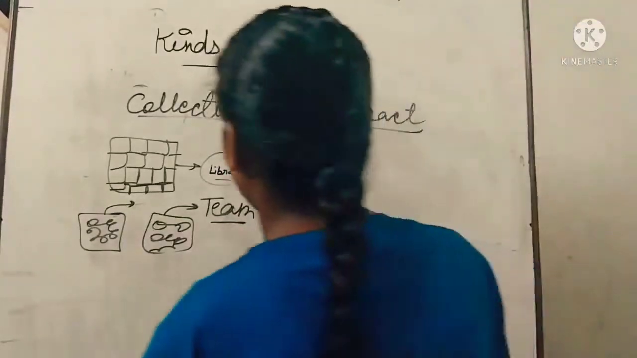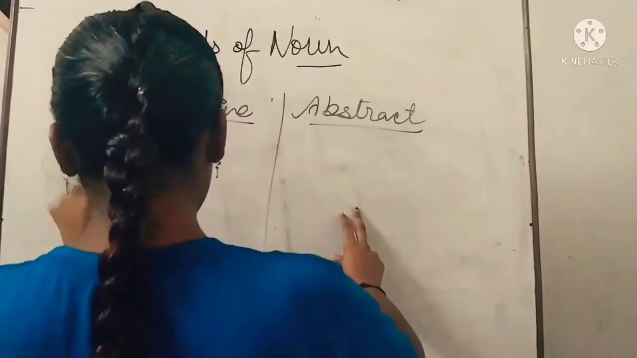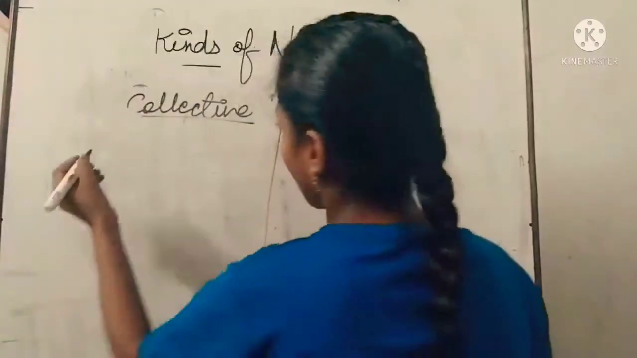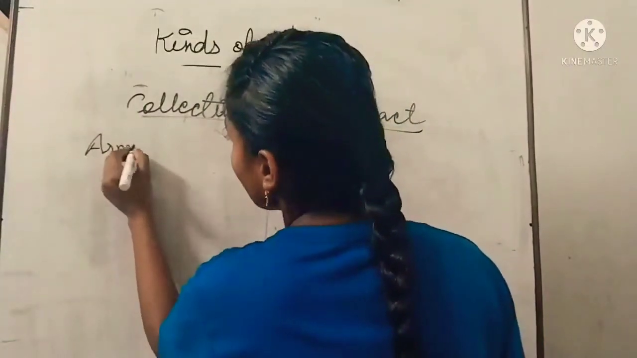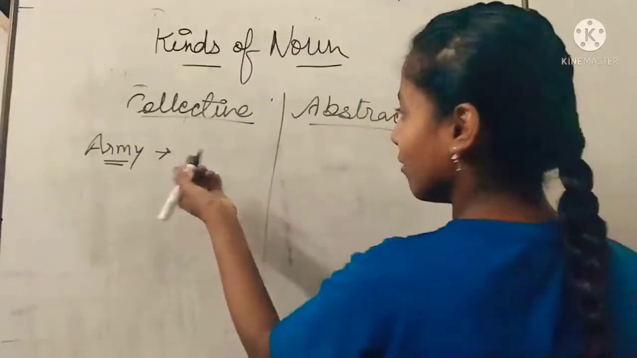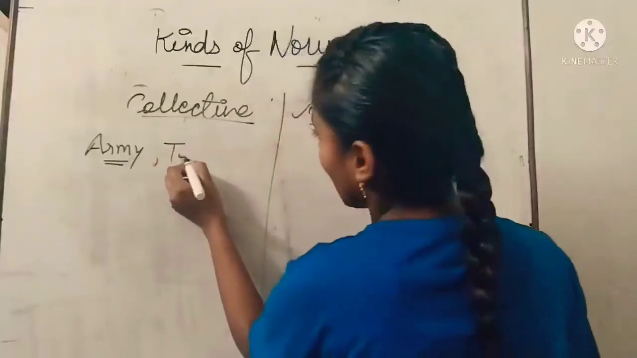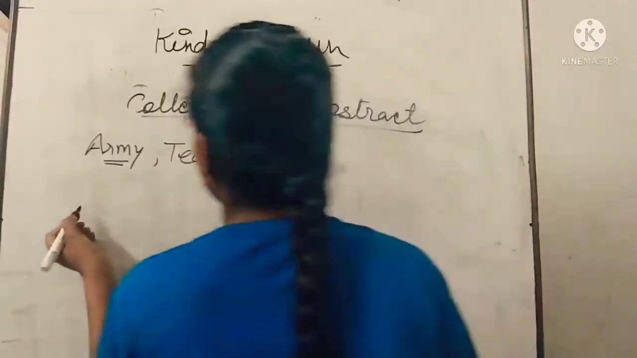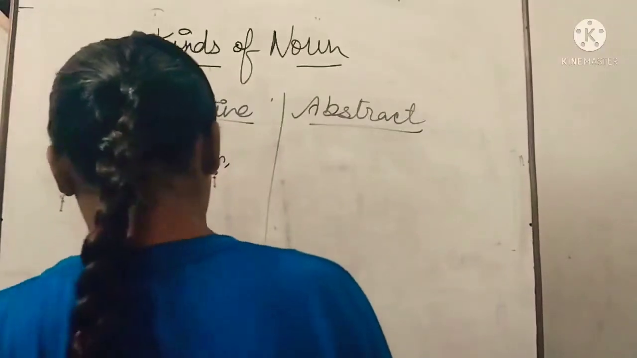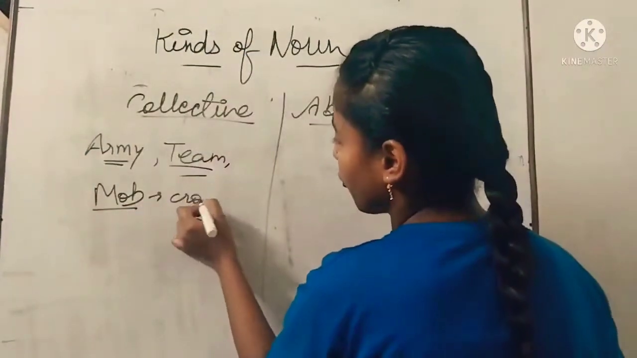We have more examples. Let me write for you all. Like we have army. Army is a grouping of people who are fighting for a country. Simple. Then what more can we have? Like we have team, as earlier. And what more can we have? Simply we have mob, which simply refers to a crowd.